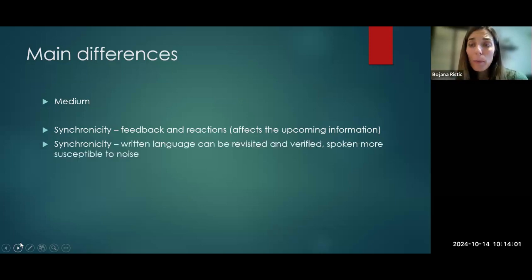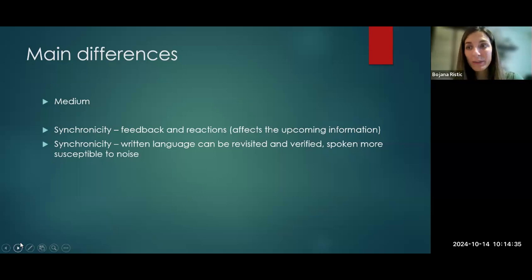The other point about synchronicity is that written language can be revisited and verified, right? It stays recorded. Whereas when we say something, it's past, it's ephemeral. The moment passed, I said it already. And as such, it's very susceptible to noise. When I say noise, I mean physical noise. For example, if you don't hear me well because this room is very loud, you might have problems to understand me.